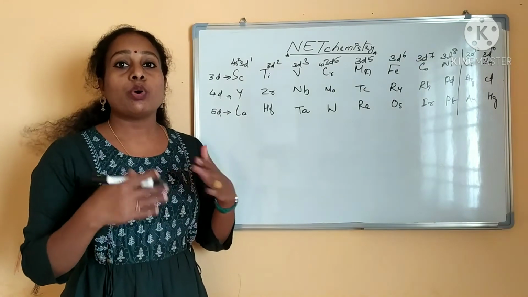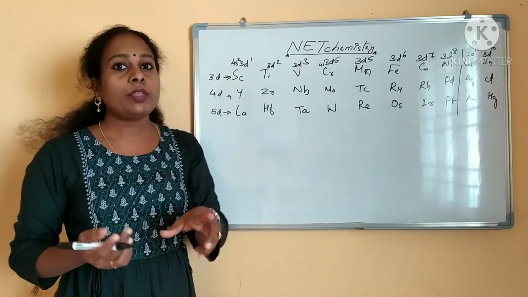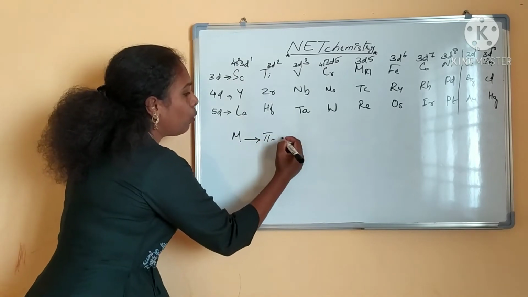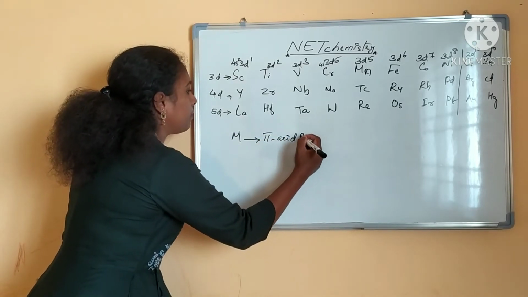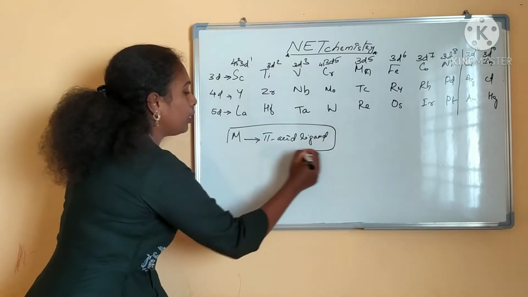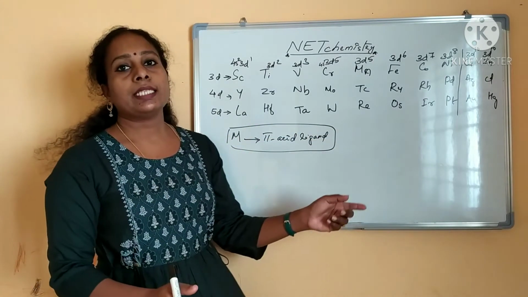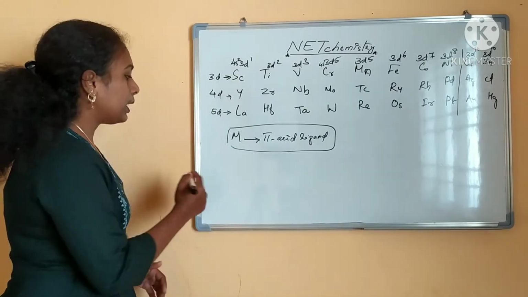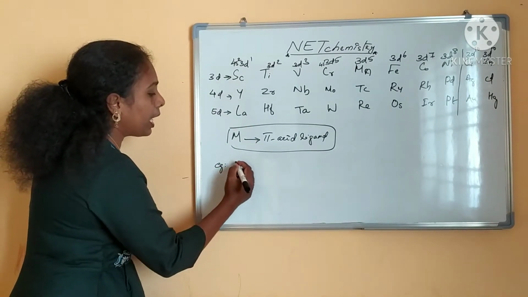Now what are organometallic compounds? Your metal is bonded with a pi acid ligand, we will say. What is a pi acid ligand? We will see first. Metal and pi acid ligand, this is what an organometallic compound is. Okay, what is a pi acid ligand? I am taking an example directly and explaining. I am taking carbonyl.